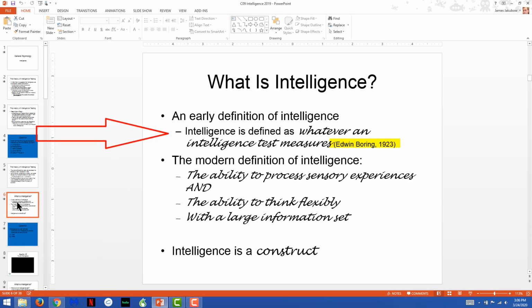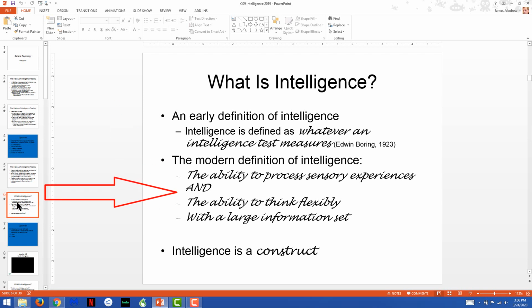Now, this definition of intelligence is actually very much of an embarrassment, and as time goes by, you start to see somewhat more of a cleaned up version of the definition of intelligence. Now, this comment here is one long statement, but I've chopped it up into 3 pieces so that you'll actually begin to recognize just what's happening here. The modern definition of intelligence is the ability to process sensory experiences and the ability to think flexibly with a large information set. That's actually 3 separate things.